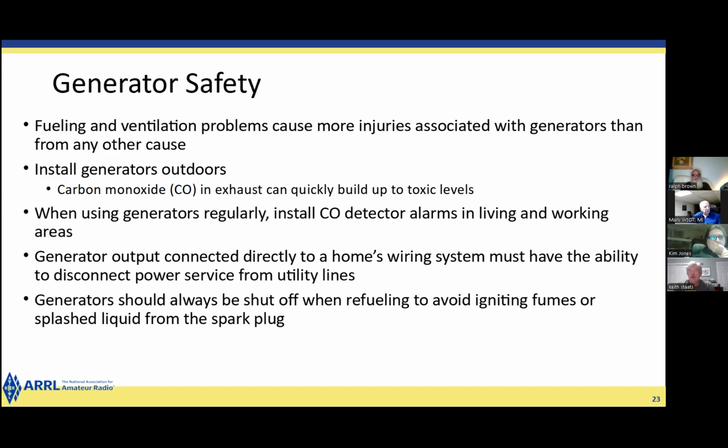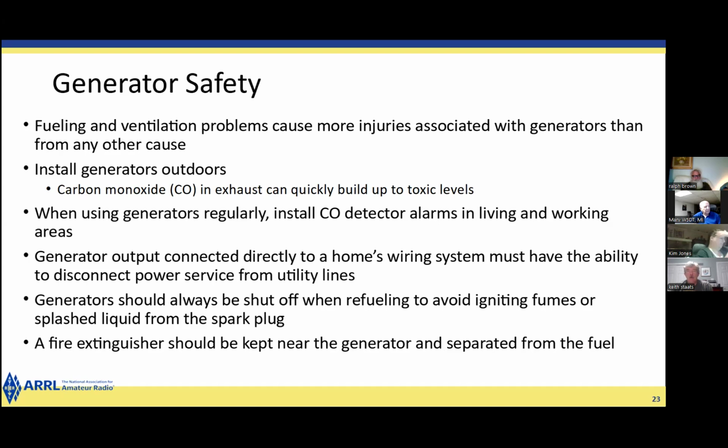Generators should always be shut off when refueling to avoid igniting fumes or splash liquid from the spark plug. The fire extinguisher should be kept near the generator and separated from the fuel.